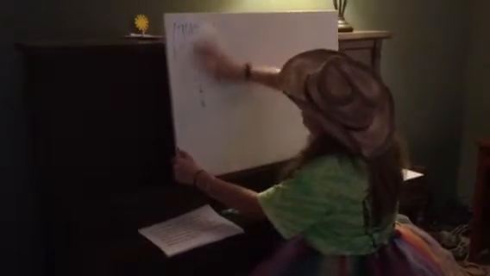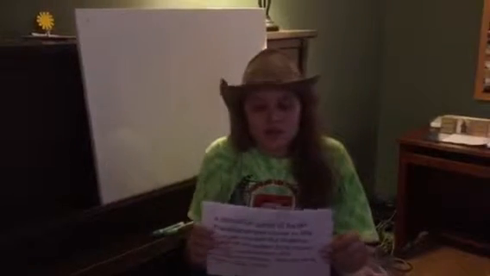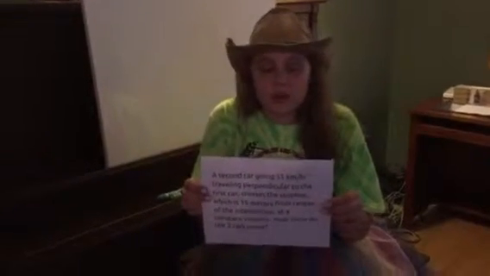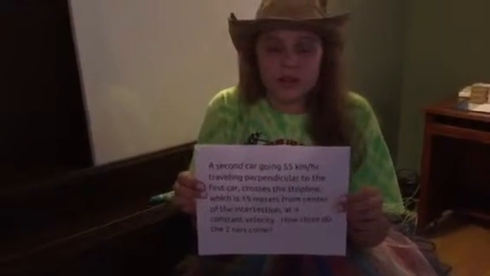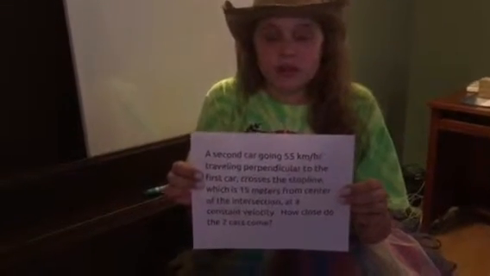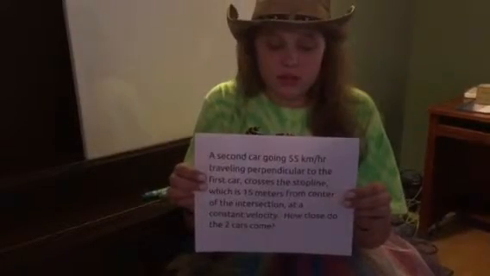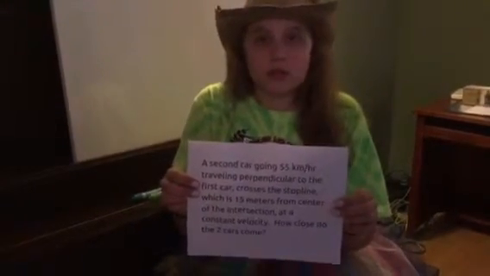Now the second part of the problem is a second car going 55 kilometers per hour, traveling perpendicular to the first car, crosses the stop line, which is 15 meters from the center of the intersection at a constant velocity. How close do the two cars come?